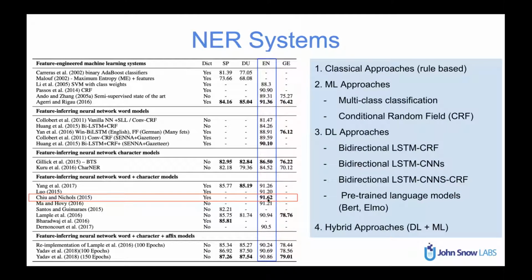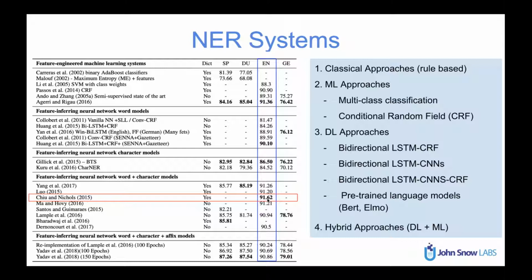In NER systems, there are different approaches so far. It all starts with classical approaches like rule-based ones, when there were no machine learning models. Then people dug into machine learning approaches and treated this problem as a multi-class classification problem, and then conditional random fields, CRF.